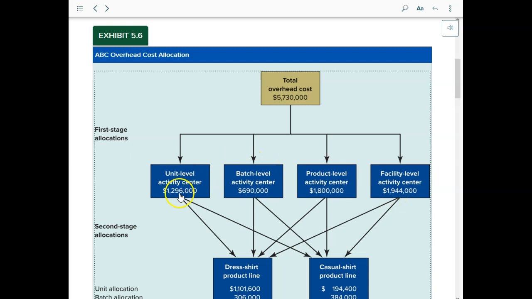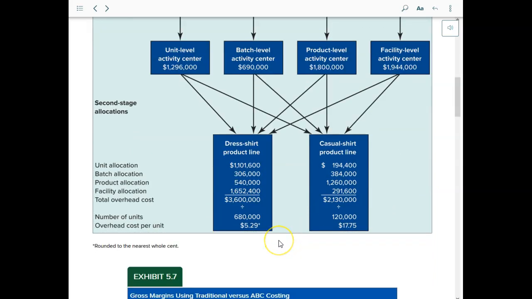These are the costs the accountant came up with for each of these centers. Again, they don't tell us the details of how she came up with that, but those are the numbers. And now we did go through all the numbers a minute ago for each level and saw how much of each of these centers' cost we should allocate to the dress shirts and how much to the casual shirts. Divide by the number of shirts being produced.